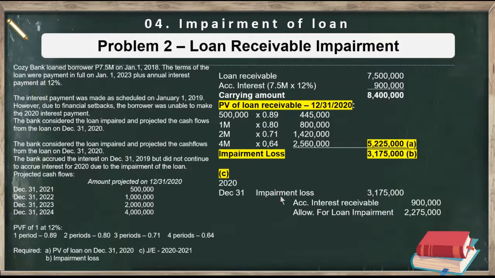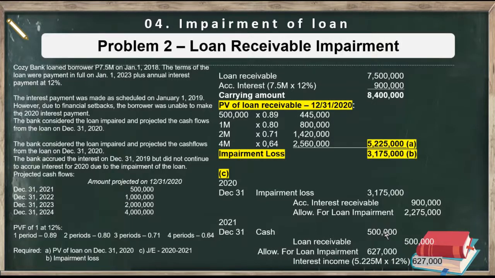Then prepare the entries. So recognize the impairment loss of 3,175,000. And then credit accrued interest receivable for the interest for 1 year, and allowance for loan impairment 2,275,000 pesos. What would be the carrying amount of the loan on December 31? So that's equivalent to the present value of 5,225,000, net of the allowance for loan impairment.